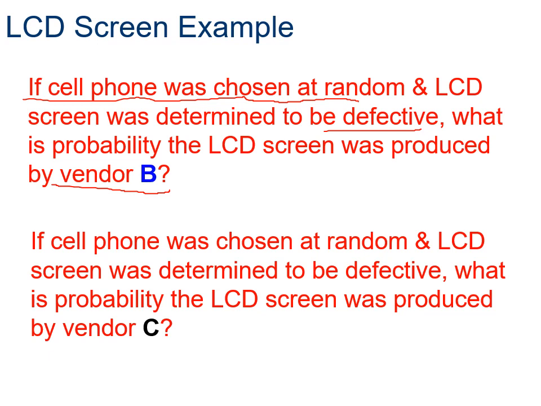And the last problem: if a cell phone was chosen at random and we found we have a defective screen, what's the probability it came from vendor C? Again, it's the same formula. The only thing that's changing is the numerator, because the denominator is exactly the same.